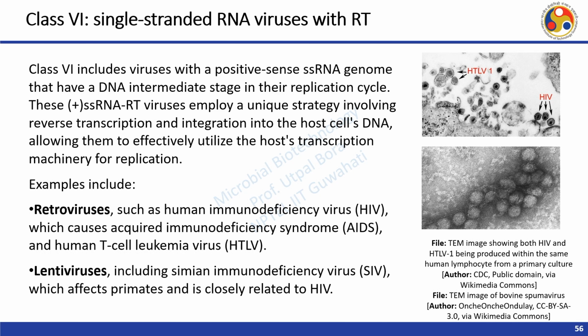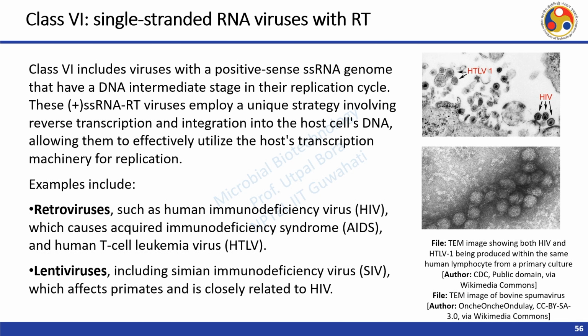Class 6 Baltimore viruses. This includes viruses with a positive sense single stranded RNA genome that have a DNA intermediate stage in their replication cycle. These positive strand single stranded RNA reverse transcribing viruses employ a unique strategy involving reverse transcription and integration into the host cell's DNA, allowing them to effectively utilize the host transcription machinery for replication.